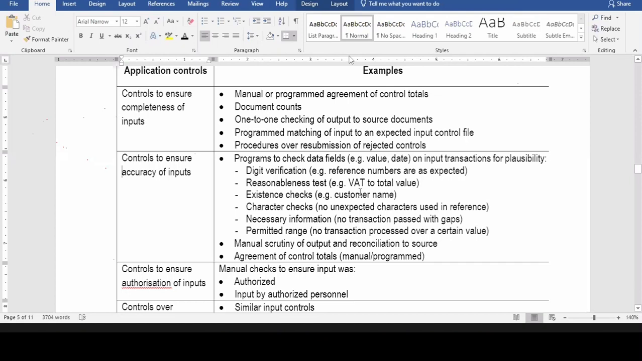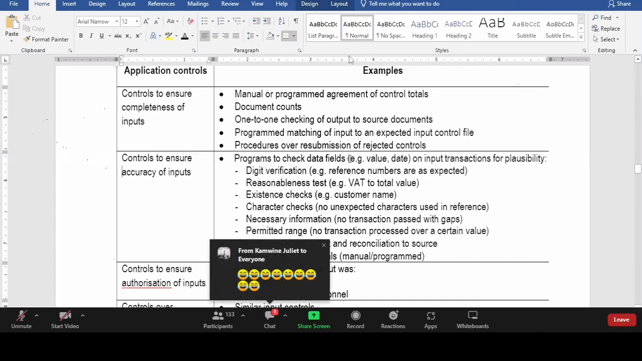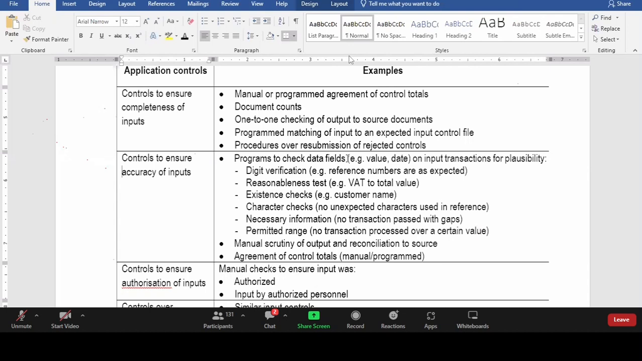Programs, controls to ensure accuracy of inputs. Programs to check data fields. Now, there are certain fields you are supposed to fill, so you cannot complete the transaction unless all the fields have been completed. This ensures all the information required is captured. Digital verification, reference numbers, because these transactions are given reference numbers.